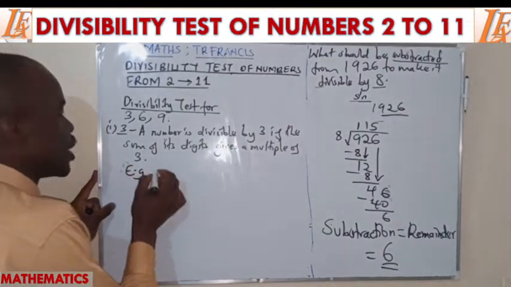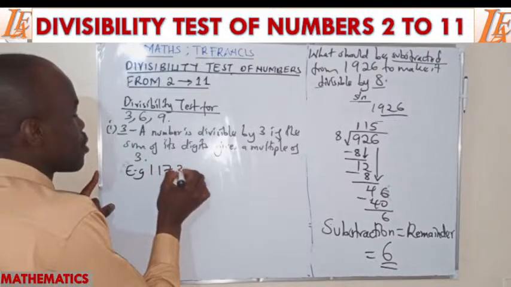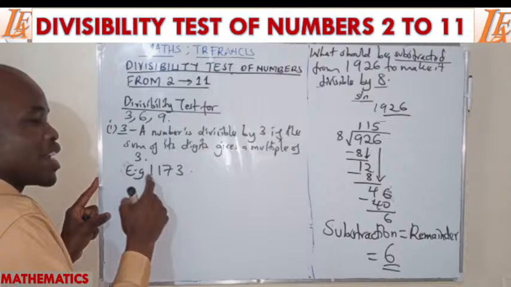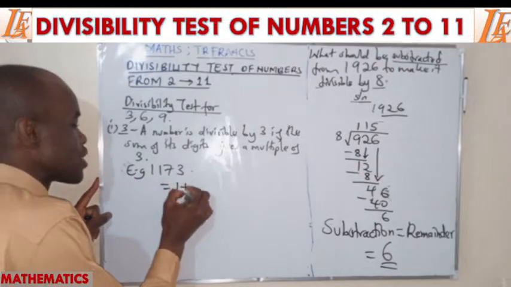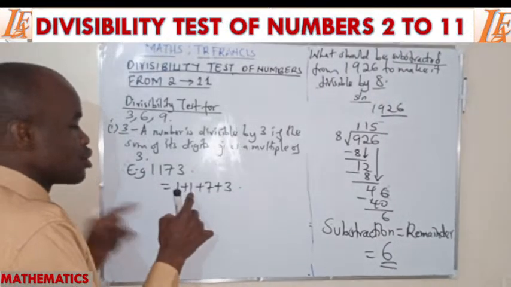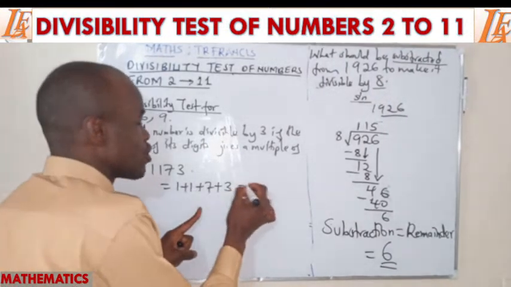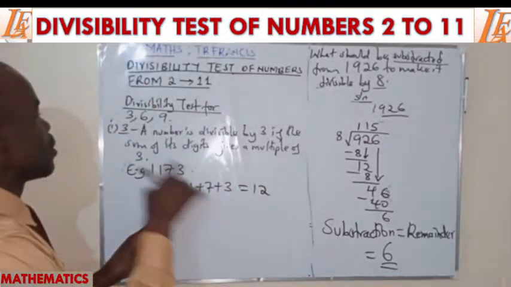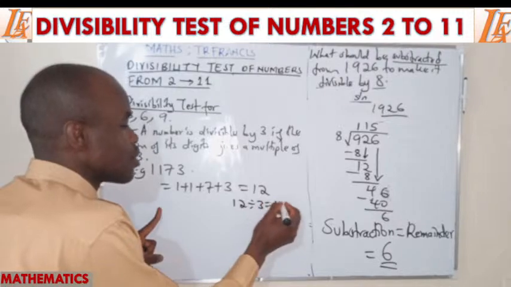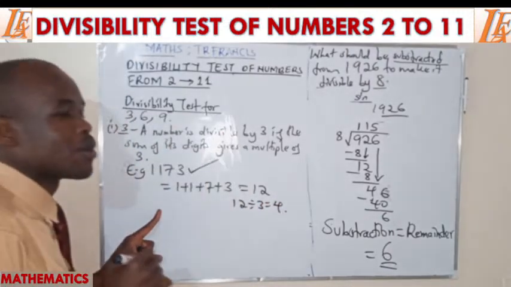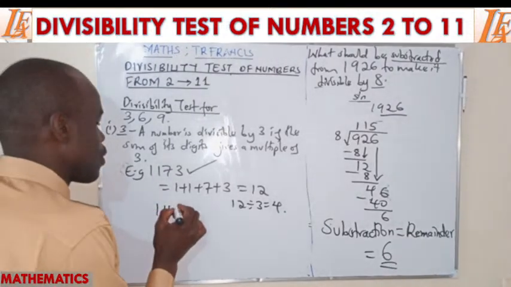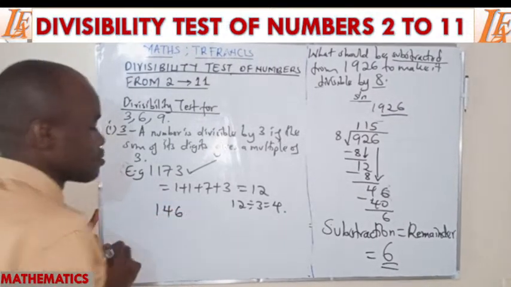For example, if I take 1173, to test if the number is divisible by 3, we just add the digits. So this will be 1 plus 1 plus 7 plus 3. This is 2, this is 9, this is 12. So 12 is a multiple of 3 because if you take 12 divided by 3, this gives you 4. Therefore, the number is divisible by 3.